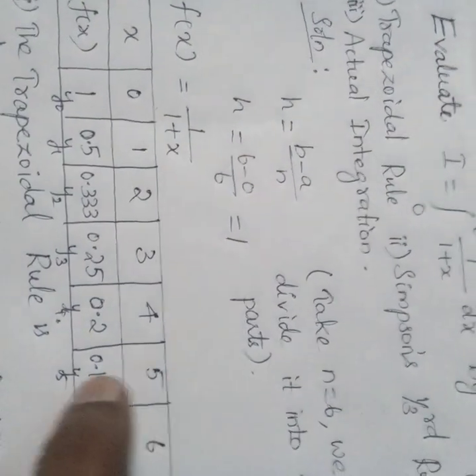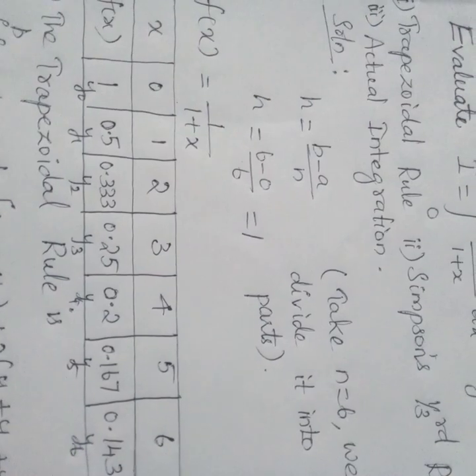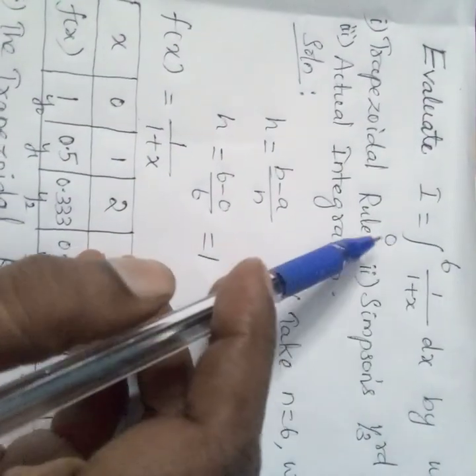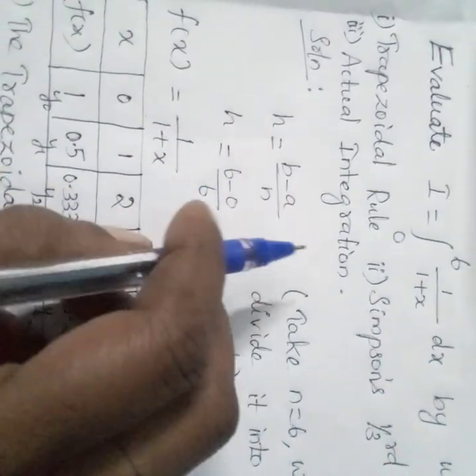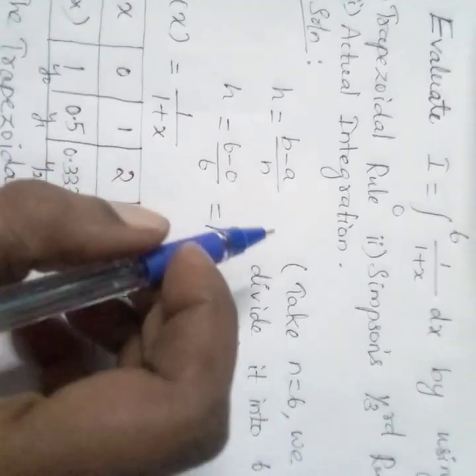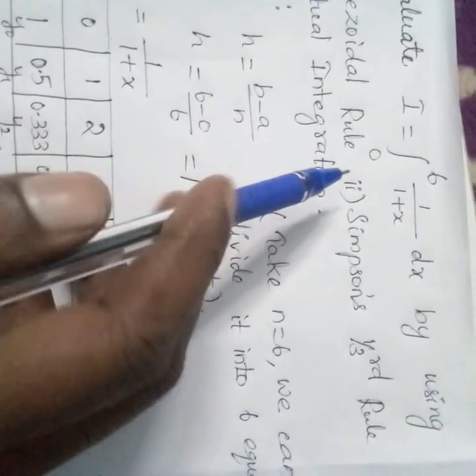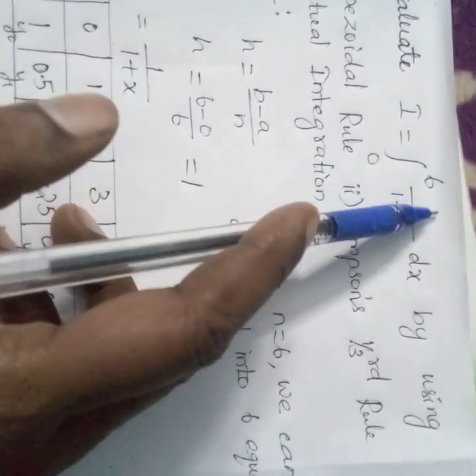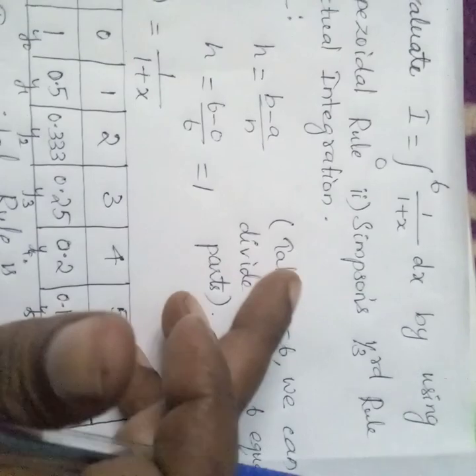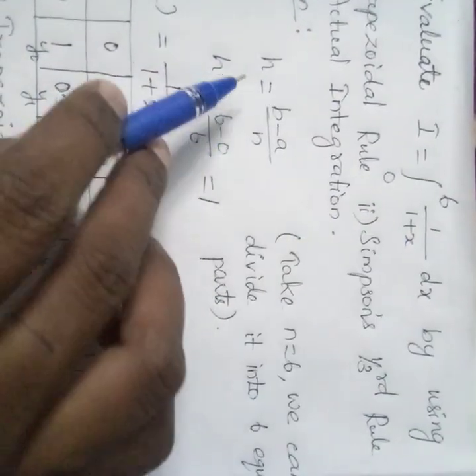So let us take first, find h. H means upper limit minus lower limit, that means b minus a by n. Here n is not given. Sometimes in the question the n value is given, then you can take that particular n, otherwise you fix n. This is 0 to 6. 0 to 6 means it is easy to split into steps of 1, that means equally spaced data, and the distance between the intervals is h.